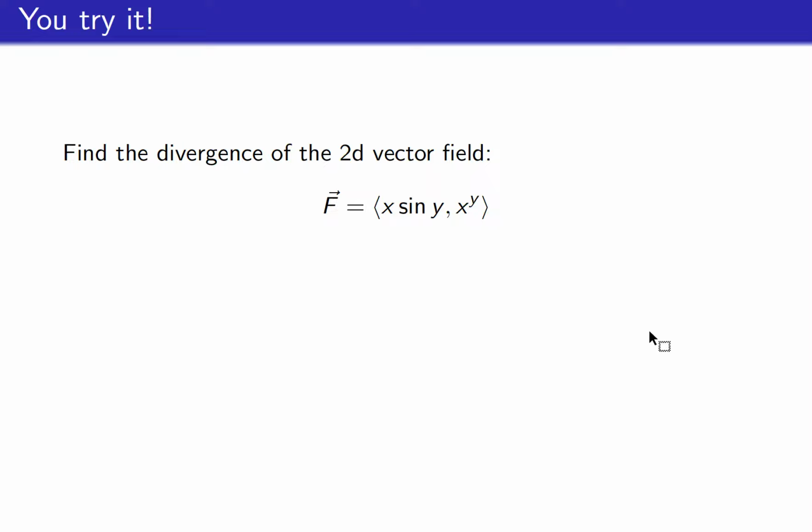All right, ready to try another one? Here's a two-dimensional vector field. Find the divergence of this. And ready, go. All right, did you get it? If not, you pause it more. All right, here it is.